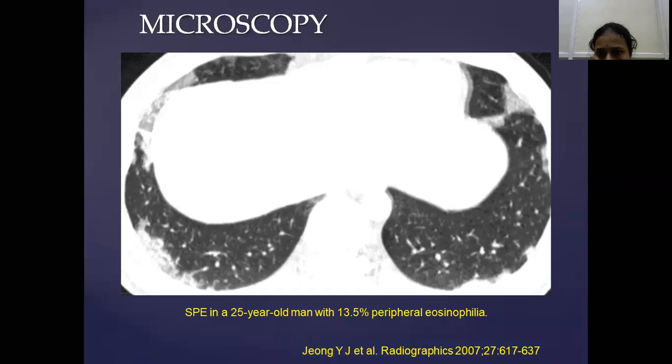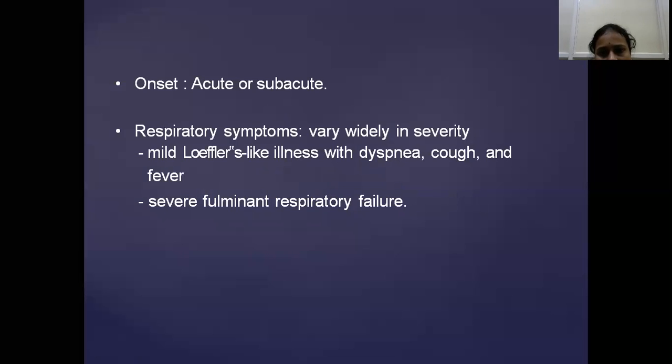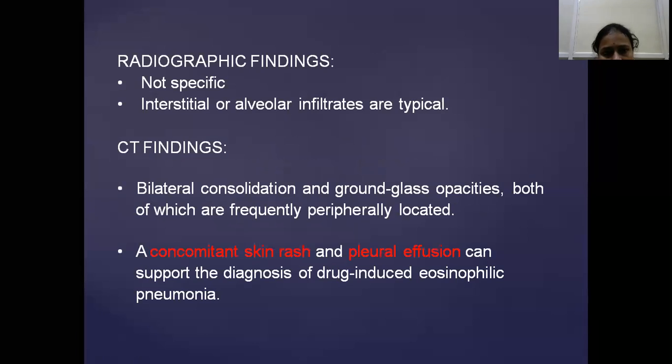So, CT findings of peripheral, patchy, non-segmental distribution, transient, migratory lesions. And coming to drug and toxin-induced pulmonary eosinophilic syndromes. The name itself indicates some of the drugs may cause pulmonary eosinophilia. So the onset may be acute or subacute. The respiratory symptoms varied from mild to severe fulminant respiratory failure.